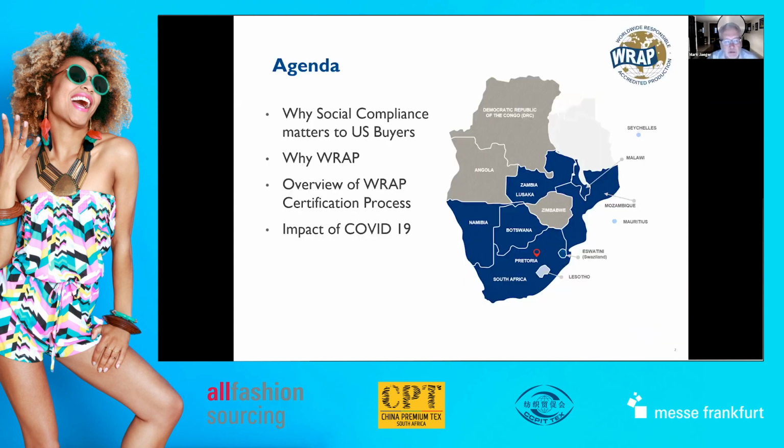So I'll cover a few topics in my agenda today: social compliance and why that matters to U.S. buyers. Once you decide on being socially compliant, why RAP is the best tool for you and your factory to achieve that social compliance, document it and demonstrate it to the U.S. buyer. I'll give you a very high-level overview of what a RAP certification process would entail. And I'll take a few minutes at the end and talk about how COVID-19 has impacted the social compliance industry and how it's impacted RAP.